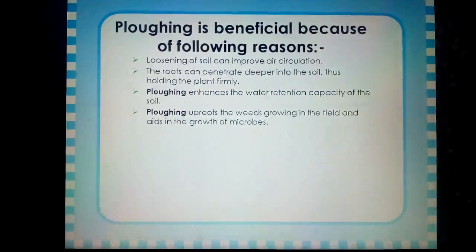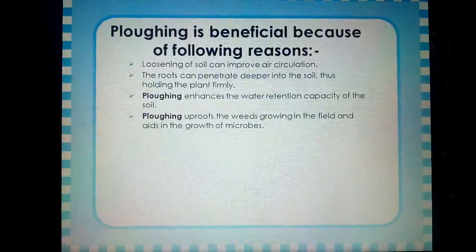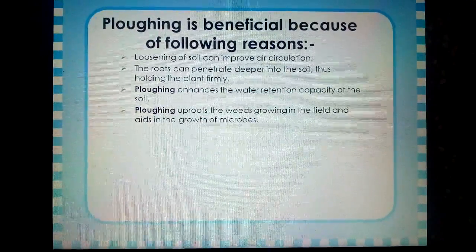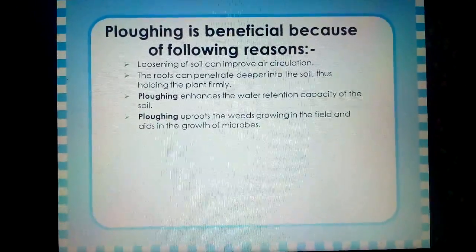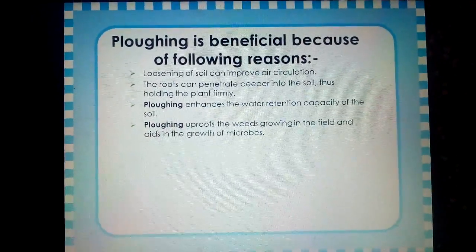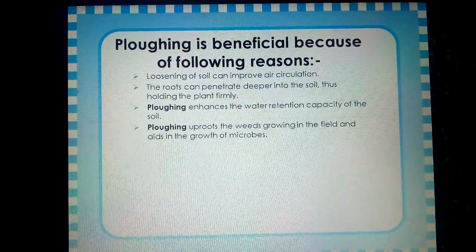So for today, these are your topics, and you need to remember this. You need to clear your concepts, because these topics are easy.